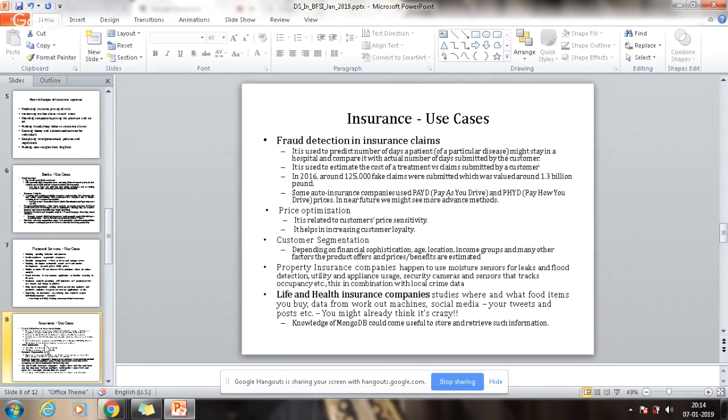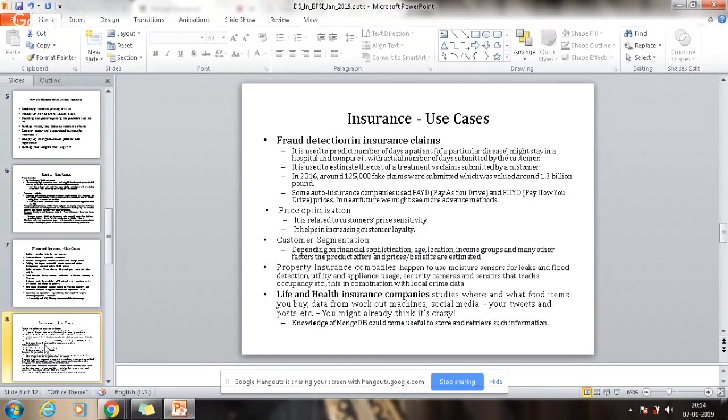Price optimization, as I was telling you, should not go beyond the threshold of customer sensitivity. People are willing to pay only up to a certain amount, and it should not go much beyond that. If I expect to pay this much and the price is around that, I would be more loyal to that particular company or insurance agency.